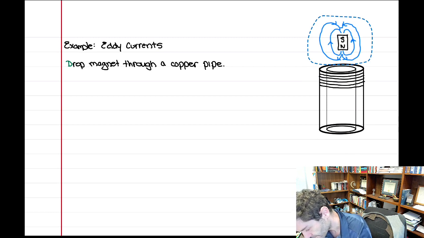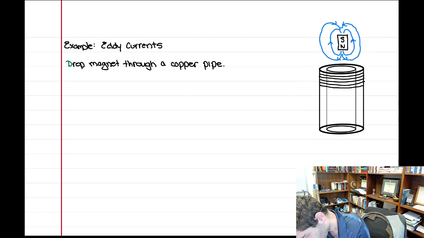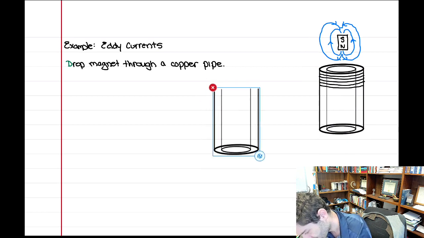So what we're going to do is, rather than do this for an entire pipe, since we're just being qualitative, we're going to do this for essentially two rings. A ring that's right above the magnet and a ring that's right below the magnet.